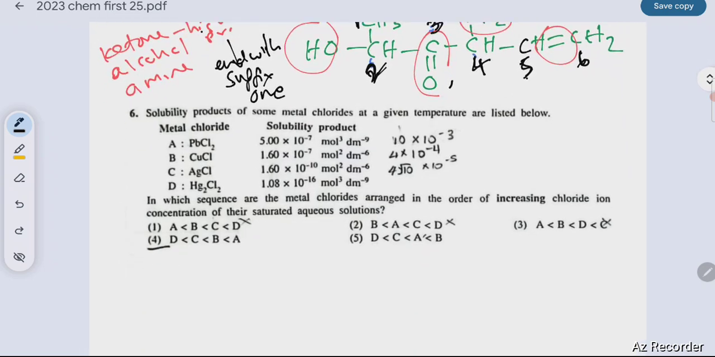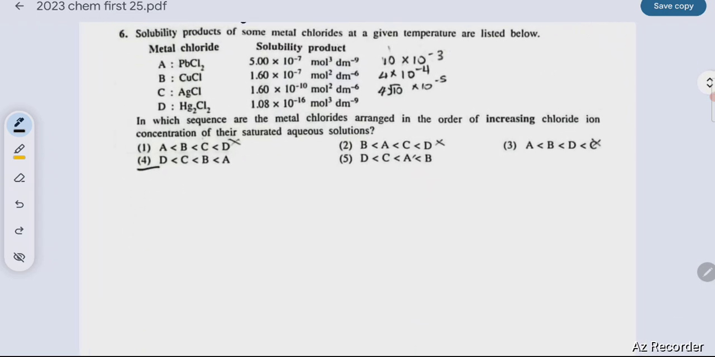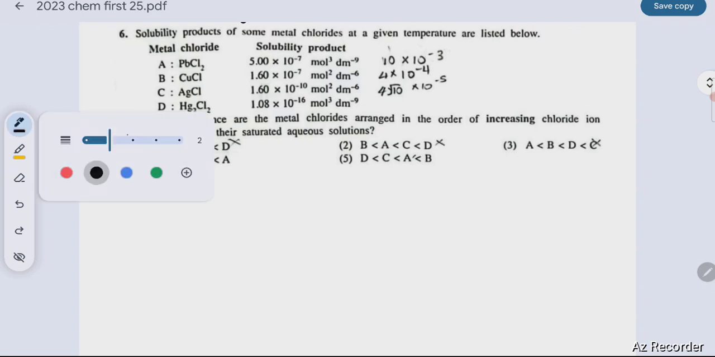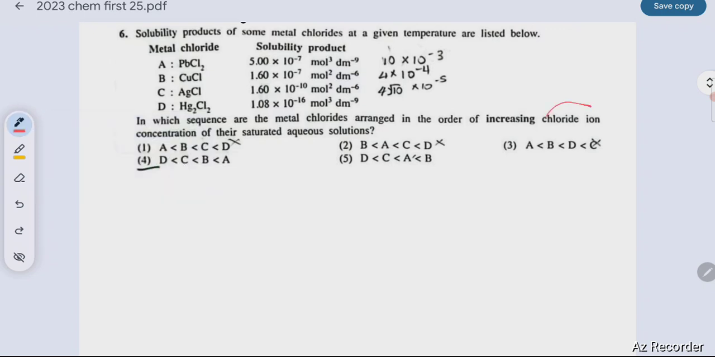Next we will move on to the sixth question. That is regarding the solubility products. Solubility products of some metal chlorides at a given temperature are listed below. So the metal chloride is given and the solubility products are given. In which sequence are the metal chlorides arranged in the order of increase in chloride ion concentration? So they are asking what? Chloride ion concentration, right? So that is important, and in the increasing order of the saturated aqueous solutions.